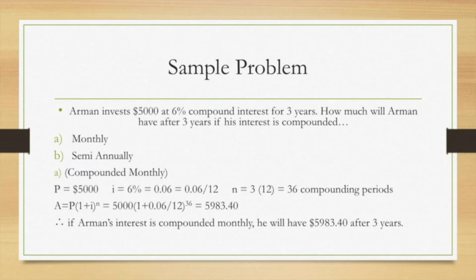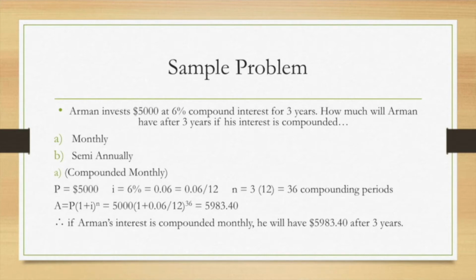Arman invests $5,000 at 6% compound interest for 3 years. How much will Arman have after 3 years if his interest is compounded A, monthly, and B, semi-annually? Let's start with A, where his interest is compounded monthly. Our I value in this case would be 0.06 divided by 12, since 12 is our compounding period factor. Our N value, or number of compounding periods, will be 3 years times 12, which is 36 compounding periods.